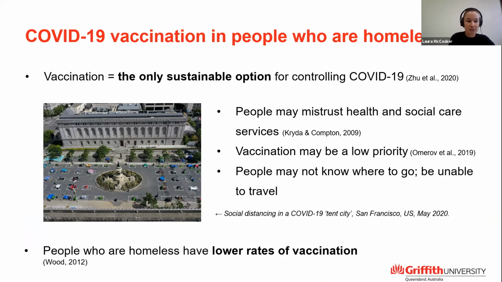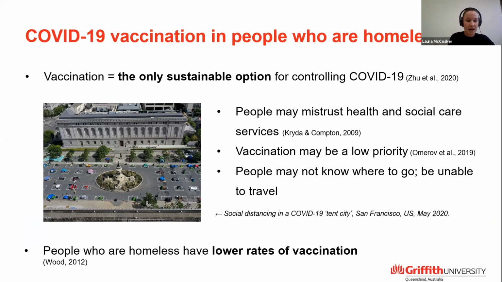So the other main response, which is lockdowns to facilitate social distancing, as we're unfortunately seeing in Melbourne today, obviously have enormous social and economic and psychological impacts. And of course, you can't stay home if you don't have a home. So vaccination in this population is really essential.